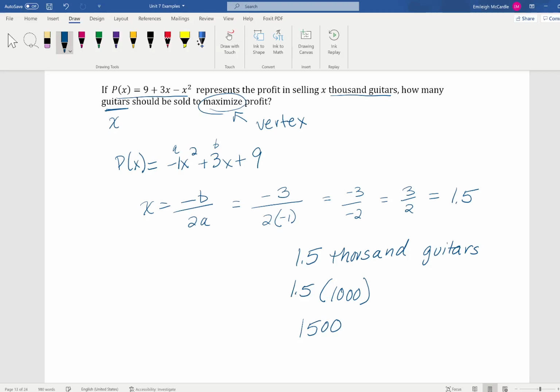And that makes more sense if I'm trying to maximize the profit. So 1,500 guitars is going to get me to that maximum profit for this company.